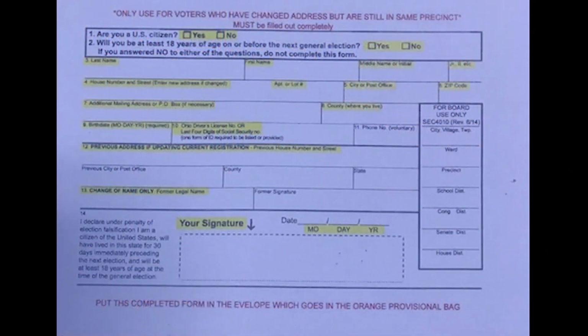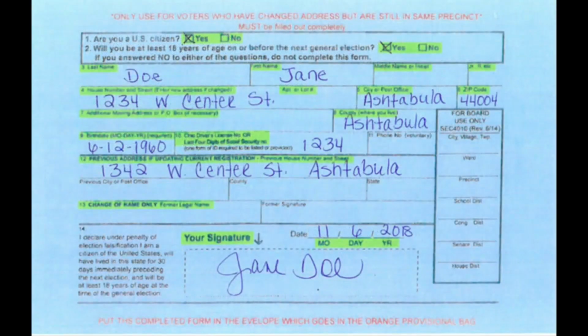This form, while filled out at the provisional table, is not filled out for a provisional voter. The only time this form is filled out is when a voter moves, but they are in the same precinct they were formerly registered in.